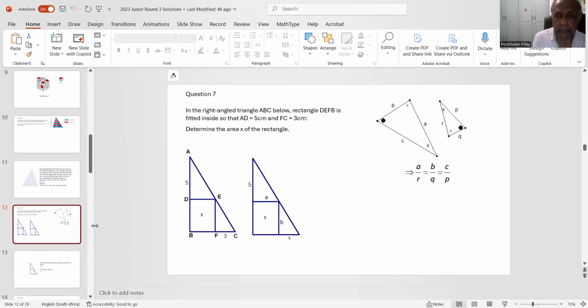Okay, so we are at question 7. In the right angle triangle ABC below, rectangle DEFB is fitted. Okay, you can see the picture. We don't need to have such a big description. But there is a rectangle here, which is fitted inside this. So all these are 90 degrees.